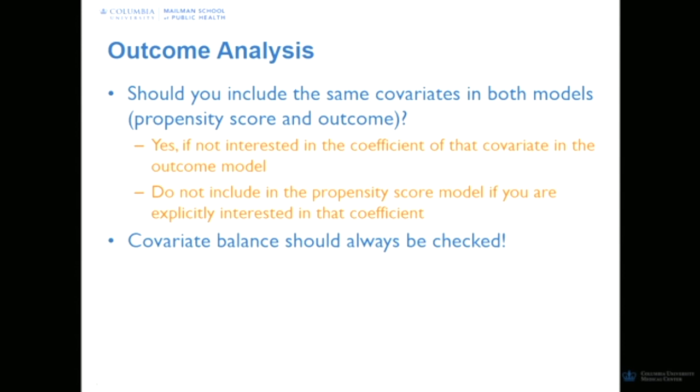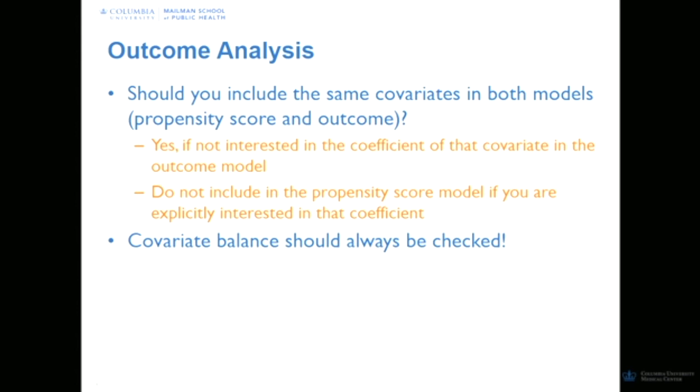Okay. Now, in the outcome analysis, the question is, if you decide to do another regression to estimate the effect of some covariates on the outcome, what covariates should you include? Should you include the same covariates that you use for propensity score matching? Well, yes, if not interested in the coefficient of that covariate in the outcome model.